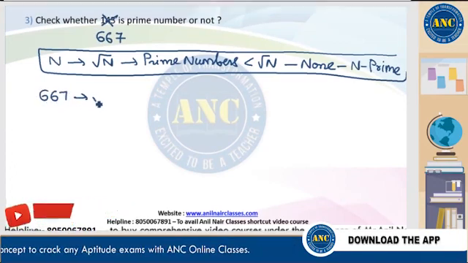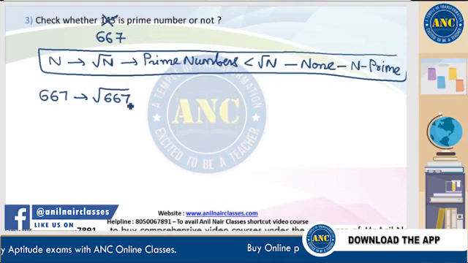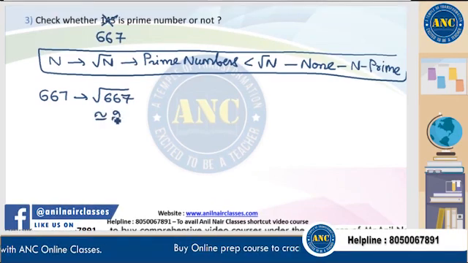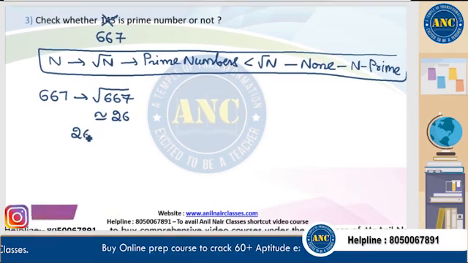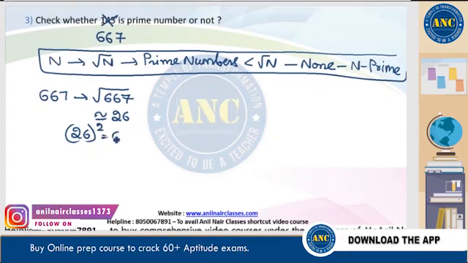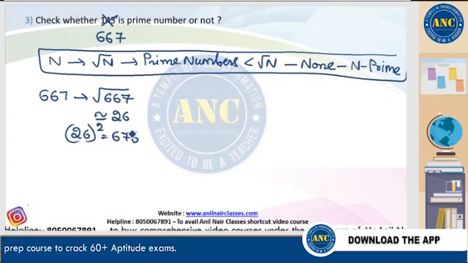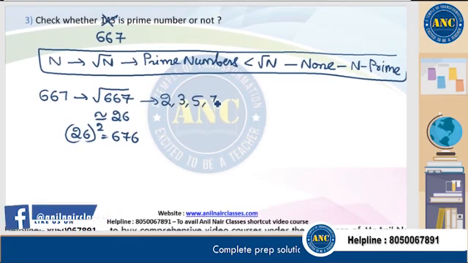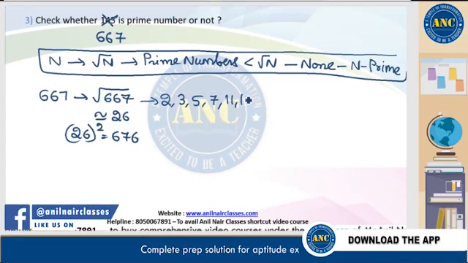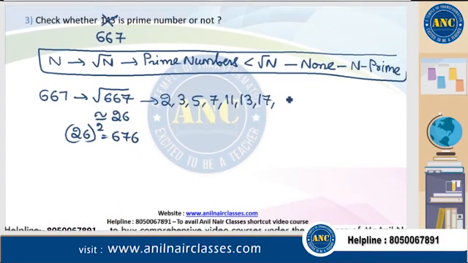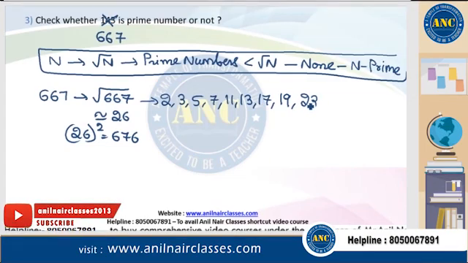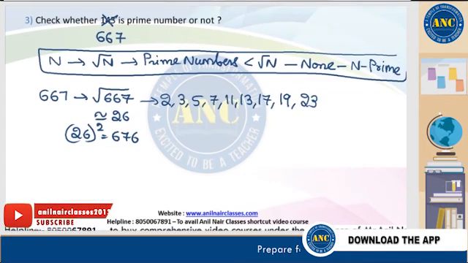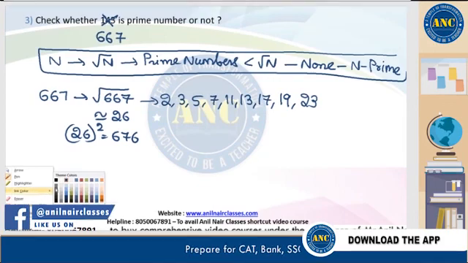667, the root of 667 is closer to 26. 26 squared is 676. All the prime numbers less than root n: 2, 3, 5, 7, 11, 13, 17, 19, 23. Let me come from the back side.